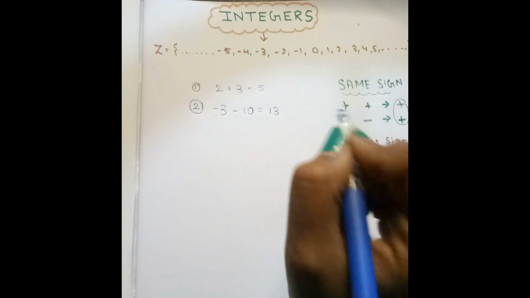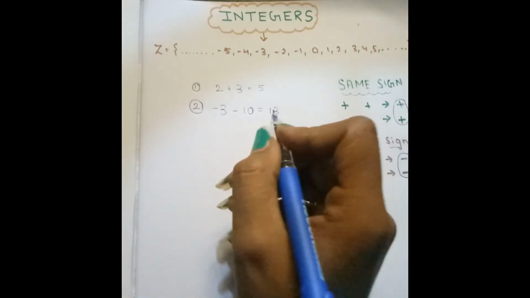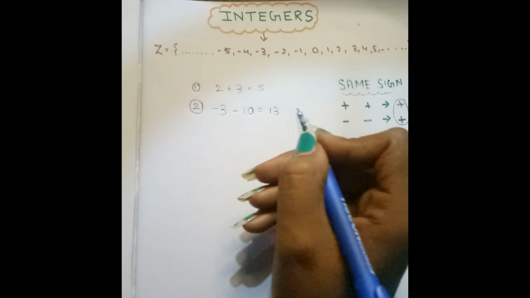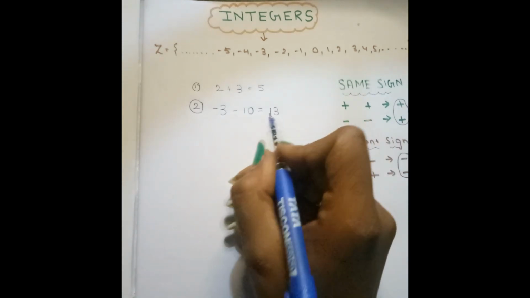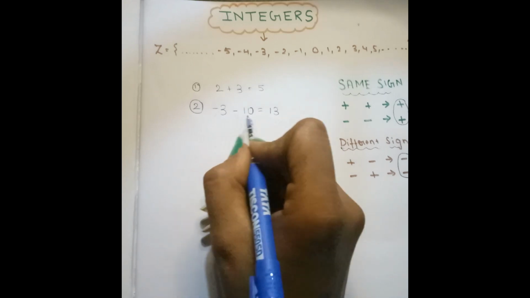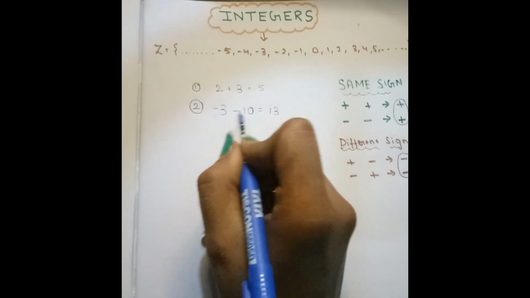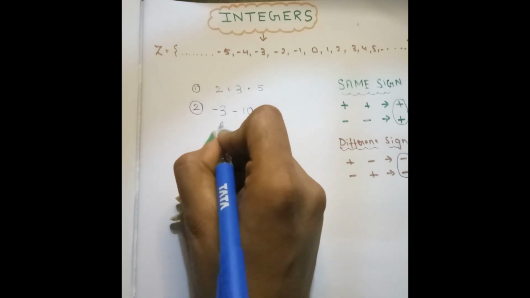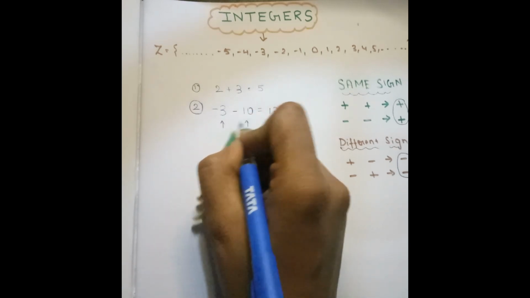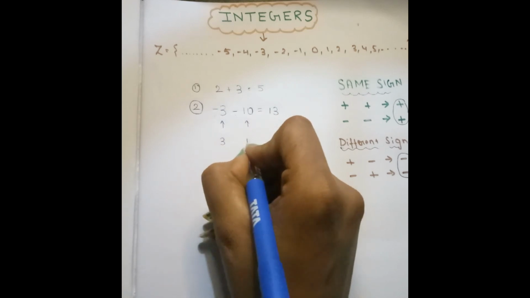Now there is one extra concept you should understand here, which is how to decide the sign in our final answer. We decide that by looking at both the numbers. You just have to see which is the bigger number. So you have to check 3 and 10, of course we have 3 and 10 as the two numbers.